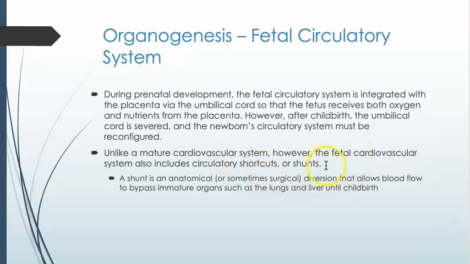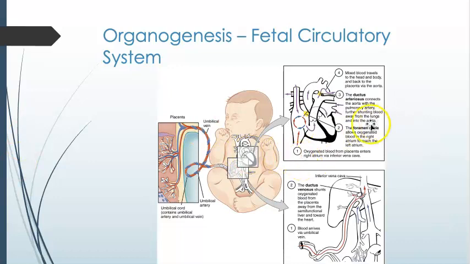There are various shortcuts. I think I mentioned these to you earlier, but if I didn't, let me mention them to you now. We have a few shortcuts here in the fetal heart. The umbilical vein is going to carry oxygenated blood from the placenta. It goes through the liver and into the inferior vena cava. This shunt right here in the liver is called the ductus venosus. That will allow it to return to the heart.